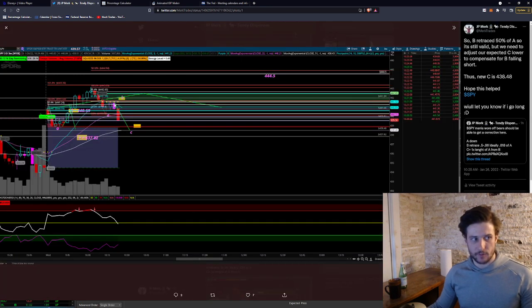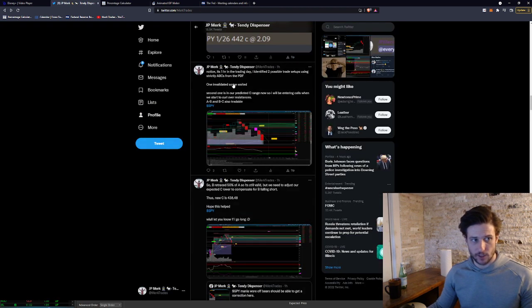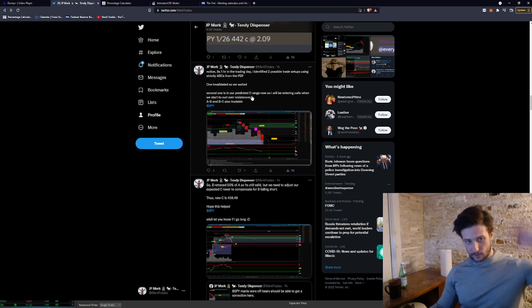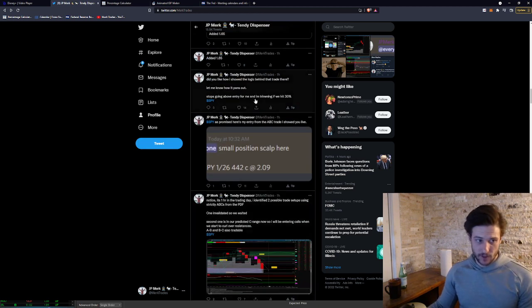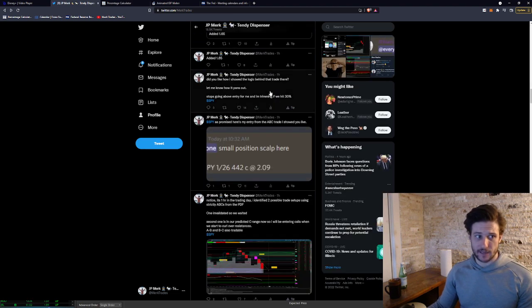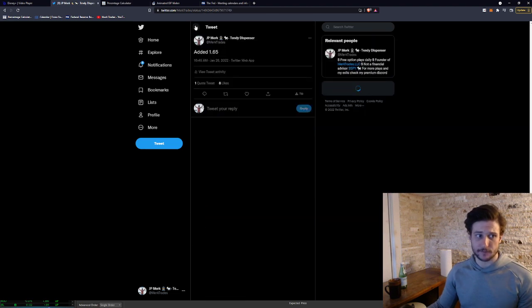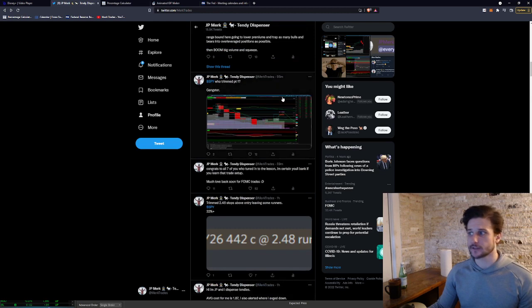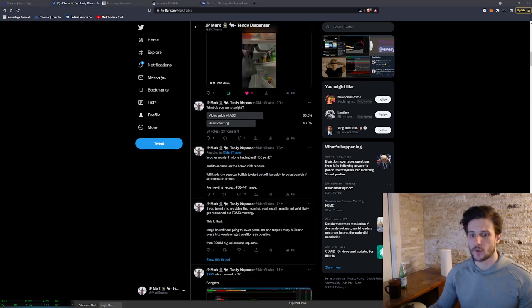We did have a breakdown. We hit the 50, so it's acceptable for a B, and then we had a breakdown to C, but we had to adjust our C lower to compensate for the lack of the full retrace on the B. Anyways, I took a trade at 2.09, and I added to it at 1.65, and it is currently trading for 2.75. Let's go.